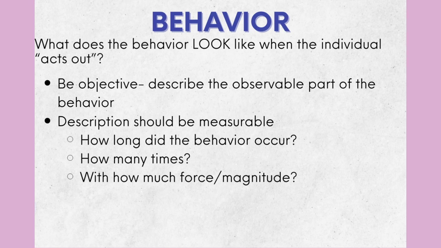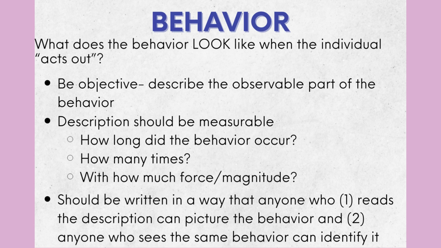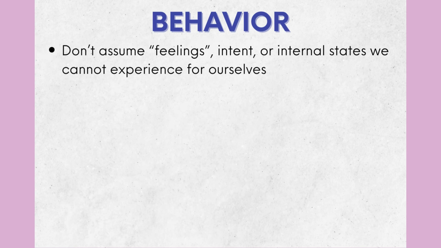Behavior should also be written in a way that anyone who, one, reads the description can picture the behavior in their head and they understand exactly what you're talking about, even if it's written on paper. And two, anyone else who sees that same behavior in the future is able to identify whether it's happening or not happening. So it's really important when we're defining or describing behaviors to not assume feelings, intent, or internal states that we're not actually experiencing ourselves because we're not that individual. The individual may make a statement about how they're feeling, but we can't assume to know how they're feeling or the intent behind their behavior.